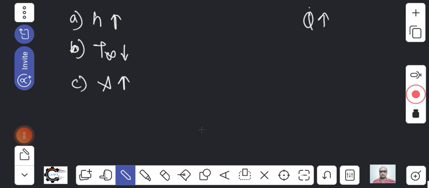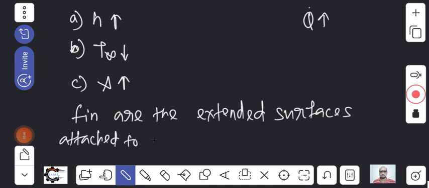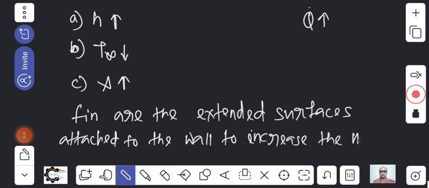And sometimes it is not possible to increase the value of the convective heat transfer coefficient by increasing the velocity of the fluid surrounding the hot surface, or to increase the temperature difference by lowering the temperature of the fluid which is in contact with the hot surface. So the fins are the extended surfaces attached to the wall, as I showed, to increase the heat transfer.